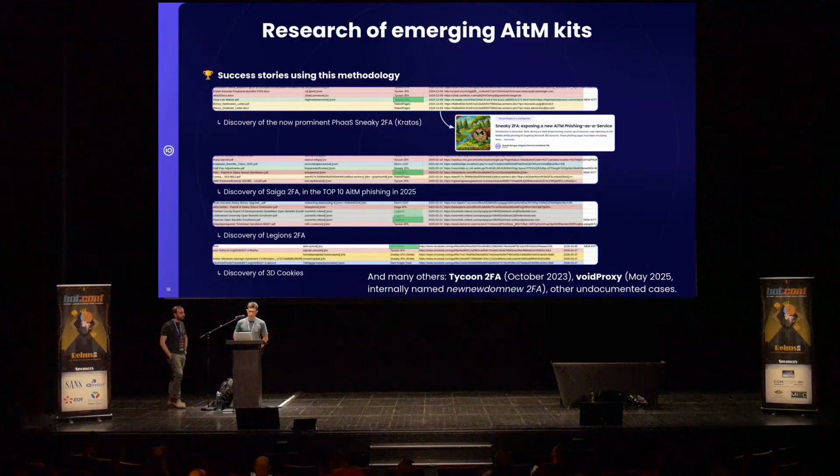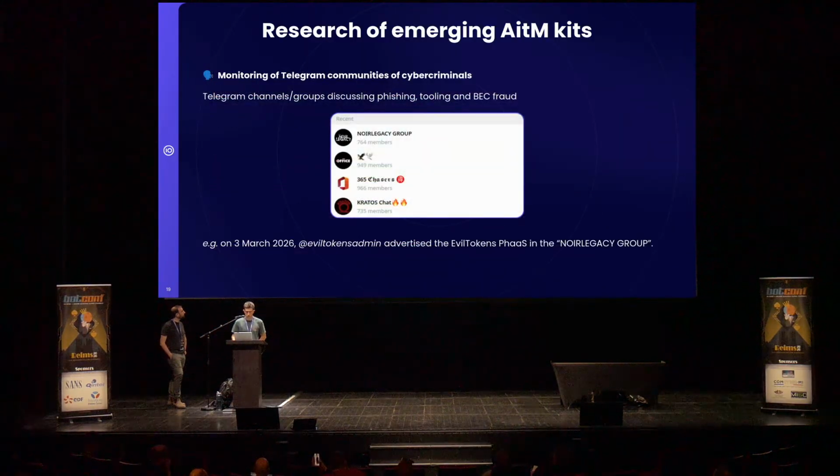So here are our research methodologies for technical analysis. But we are also doing some research on cyber criminal communities, like we are doing for other threats like ransomware or infostealers. And for the business email compromise fraud and AitM phishing ecosystem, the cyber criminals are discussing their services, their data, their toolkits in private groups in Telegram. And for example, in March 2026, by monitoring the Noir Legacy group, we discovered the new Phishing-as-a-Service evil tokens, the one which is offering device code phishing. So here again, a great success story using this approach.